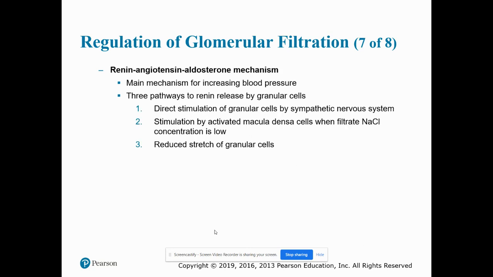We have the renin-angiotensin-aldosterone mechanism. This is the main mechanism for increasing blood pressure, and there are three pathways to renin release by granular cells. They can be directly stimulated by the sympathetic nervous system. They can be stimulated by activated macula densa cells when the filtrate sodium chloride concentration is low, or they can be activated by reduced stretch.